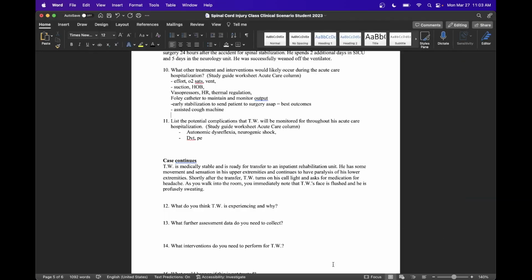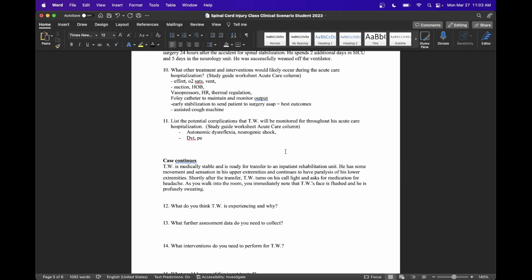All right, any opportunity to talk. Let's all talk when it's time and ask questions when it's time, but let's move on, because TW is done with his acute stay at the hospital, and now he's medically stable, and he's ready for transfer to rehab. And your focus is to get this patient to rehab as soon as possible. Right? Best outcomes. Move forward.